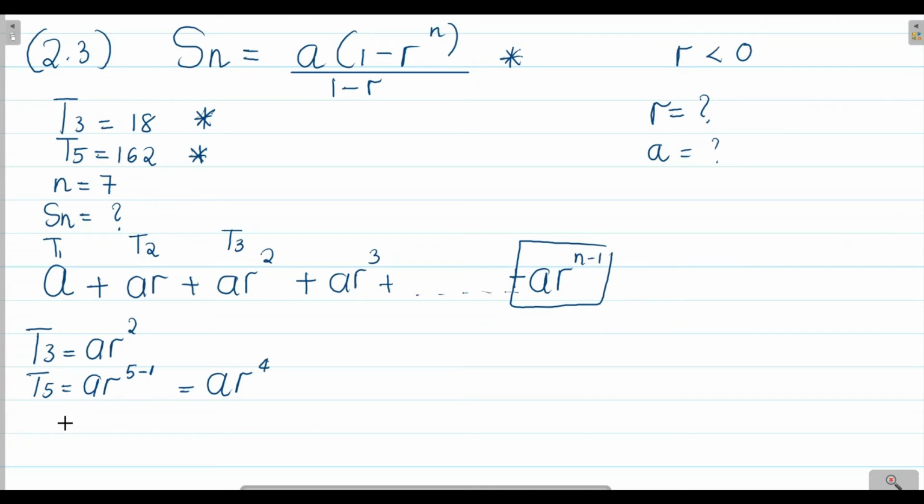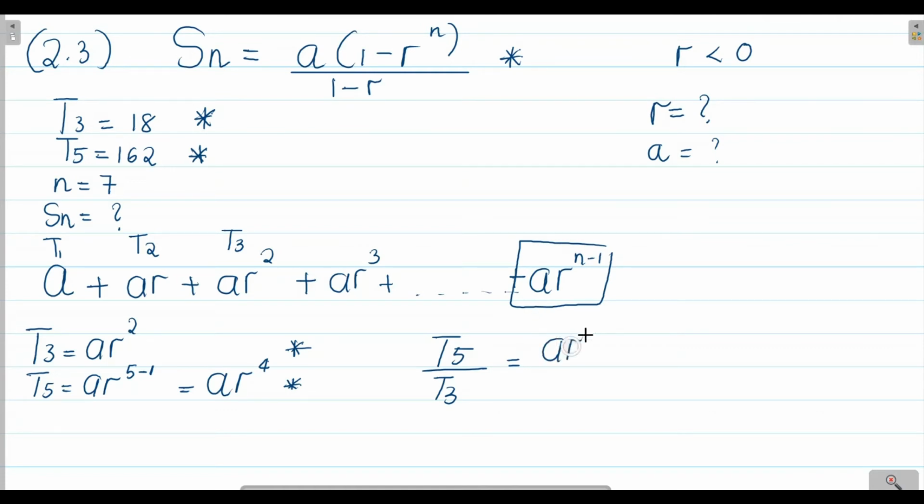So now what can we do with this information? Let's find what R is. If you take your T5 and you divide it by your T3, what happens? If you take this T5 and you divide it with this T3, what happens?